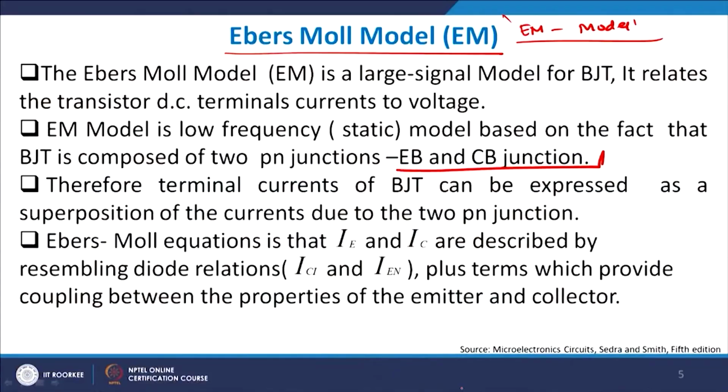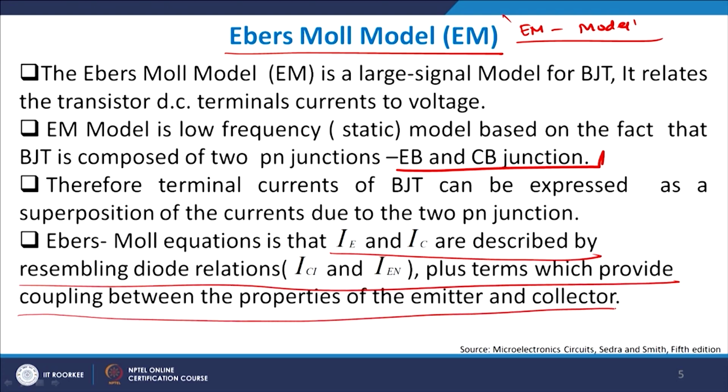There are also two other components which depend on the emitter base junction and the collector base junction. He therefore stated that the total terminal currents IC, IB and IE will be a weighted sum or superposition of these two junction currents, the EB junction and the CB junction. So, the Ebers Moll equation says that IE and IC are described by a diode-like relationship plus the coupling between the properties of emitter and collector. This is the reason we use the Ebers Moll model.